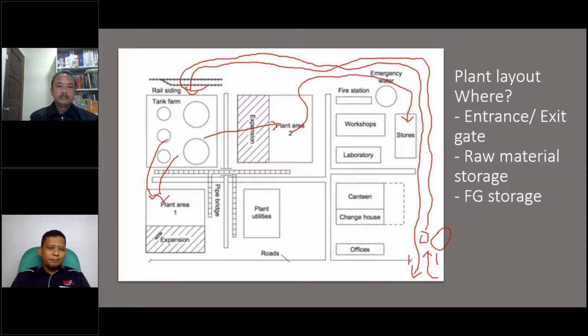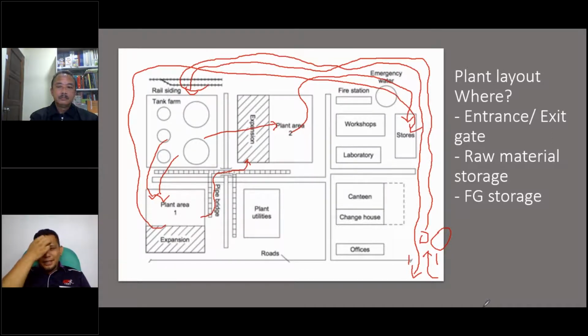How about plant 1? Maybe some part of plant 1 goes through this pipe and then goes to here. But some part maybe is finished goods, then you have to go out here to go to the store. So this is the spaghetti, we call it a spaghetti diagram.